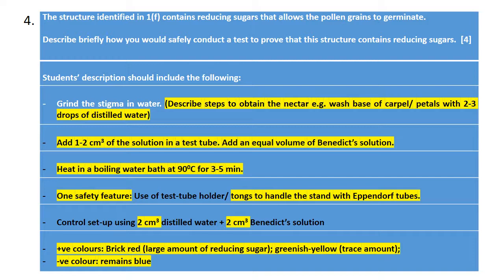In your description, you have to write down some of the details of how you actually do the experiment, and how you extract the reducing sugar from the flower. There are quite a few parts where you can get the reducing sugar, either from the stigma, but the stigma is relatively small, so there is not that much sugar you can obtain from there. But there's also another part, at the base of the carpel or petals, where you can get the reducing sugar, or maybe the sucrose.